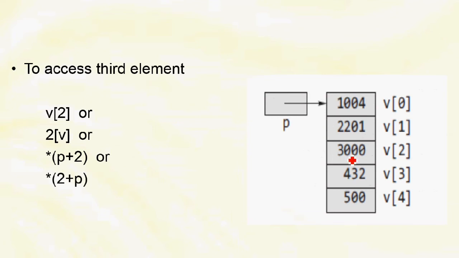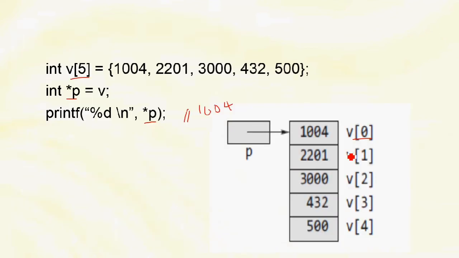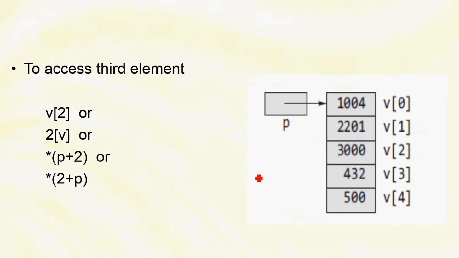Similarly, this is just an example. Here we took the same thing, and I want to access the third element. To access the third element, we can use 4 different statements. The first two use the normal array name. Here V is the array name, so the index of the third element is V of 2. So we can use V of 2 or 2 of V in the printf statement. Either way, we get the output 3000.